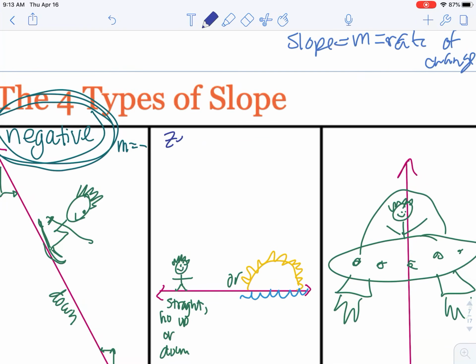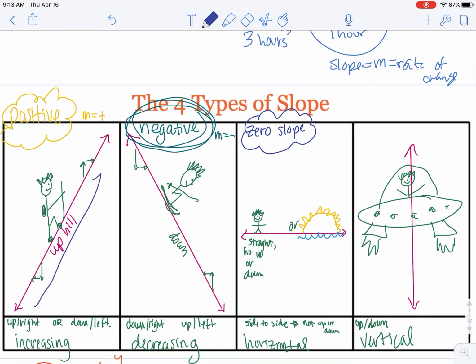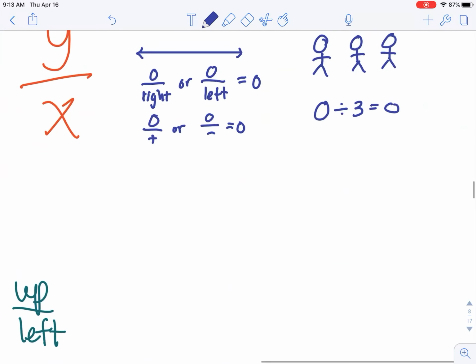You can also think of it as elevation. Here, they're going up in elevation. They're increasing, positive elevation. Here, they're going down in elevation, decreasing, negative. Here, he's not going up or down. He's at 0. The horizon is 0. The sun sets at sea level, which is 0. Now, this doesn't happen super often, but it sometimes does happen. And the reason it's 0 is, take a look.